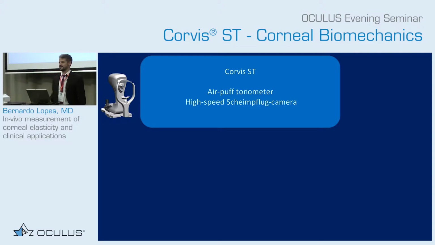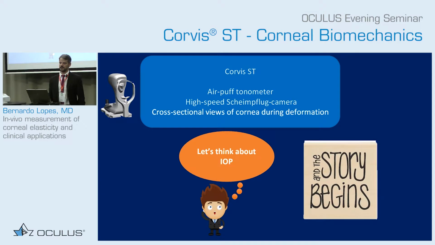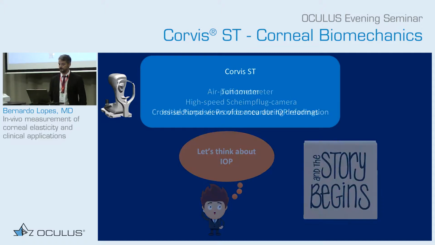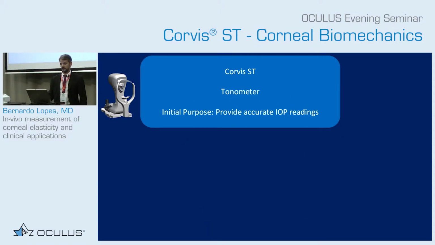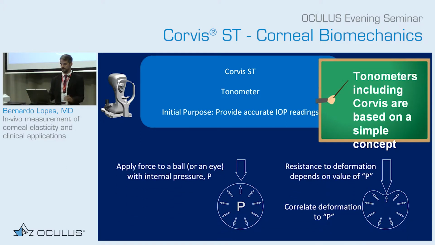That's how the Corvis comes into play, because it's an air-puff tonometer. We can see the deformation, you know that. It measures IOP. And here the story begins in our group in Liverpool, and it's really good, all the work that I've been learning with Professor Elsheikh, all the ideas that he comes up with. The initial purpose is to provide accurate IOP readings. And Corvis, like all tonometers, is based on a simple concept: if you apply a force to a ball or the eye, the amount of deformation you get is related to the pressure inside it.